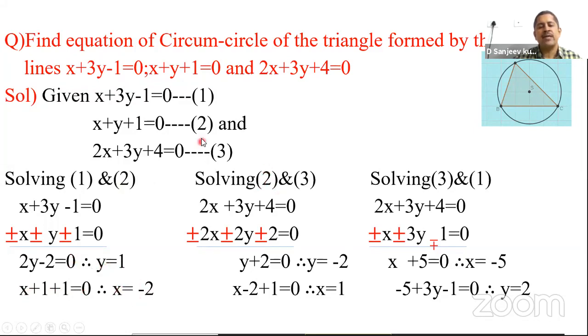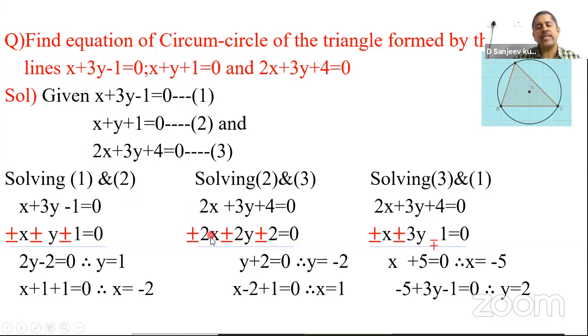Now take second pair, equation 2 and equation 3. So we got equation 3 as 2x plus 3y plus 4 is equal to 0. But here you got x plus y plus 1 is equal to 0. So none of the x coefficient, y coefficient and constant terms are same. So what you can do is you can multiply the equation 2 with 2 here. So what you get is 2x, 2y, 2. So instead of simply x plus y plus 1 is equal to 0, you are writing it as 2x plus 2y plus 2 is equal to 0.